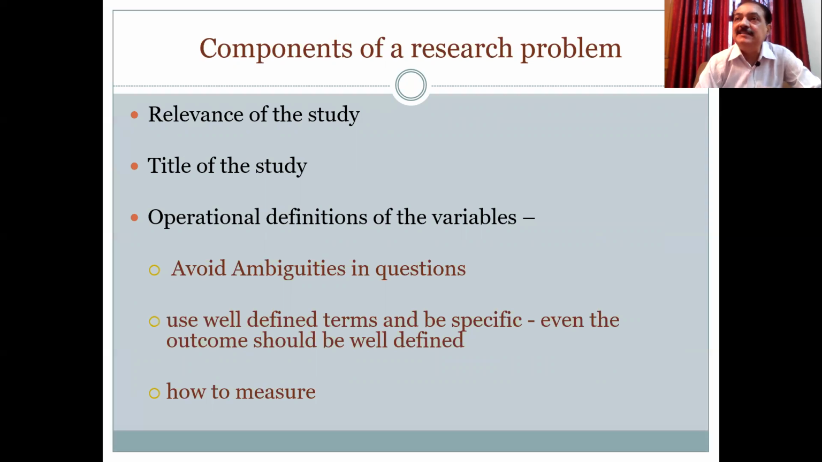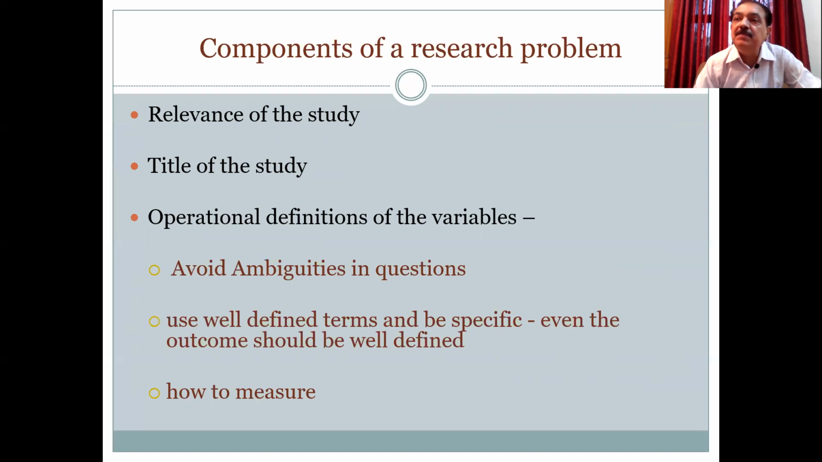Then components of a research problem. Relevance of the study, whether it is relevant or not. Then the title of the study. The relevance of the study has to be proven by creating a narrative around the topic, by putting the introduction, by putting the background knowledge, where is the research gap, what is missing. Then the title of the study, then operational definitions of the variables, avoid ambiguities in the question, use well defined terms and be specific.